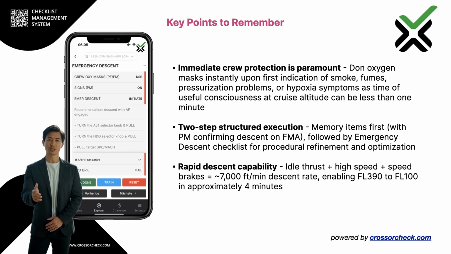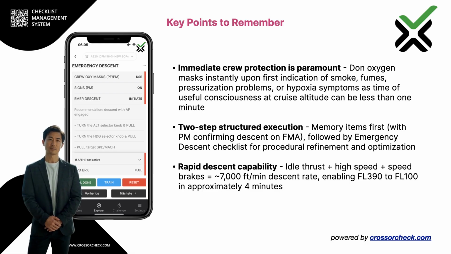Immediate crew protection is paramount. Don oxygen masks instantly upon first indication of smoke, fumes, pressurization problems, or hypoxia symptoms, as time of useful consciousness at cruise altitude can be less than 1 minute. Two-step structured execution. Memory items first, with PM confirming descent on FMA, followed by emergency descent checklist for procedural refinement and optimization.